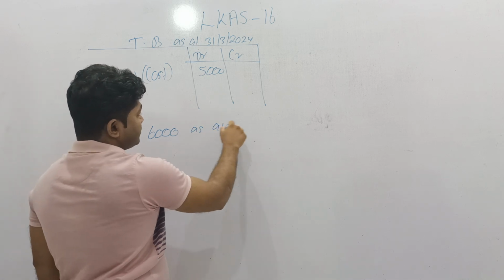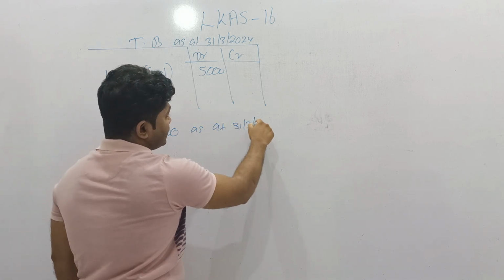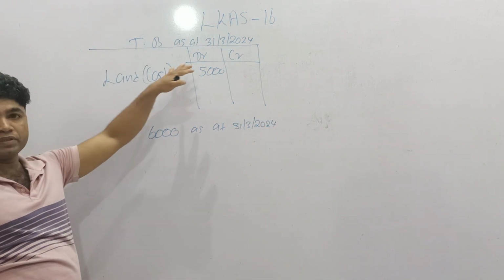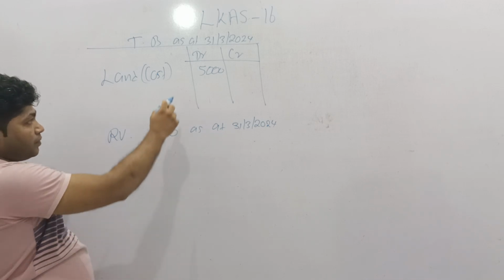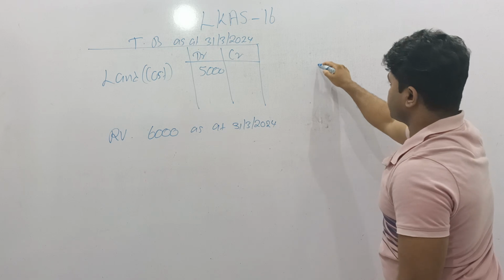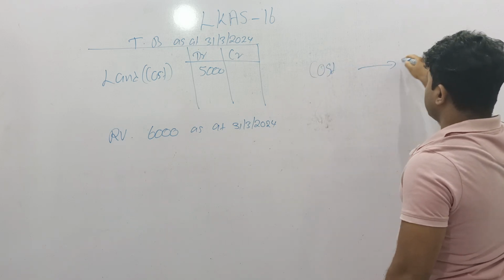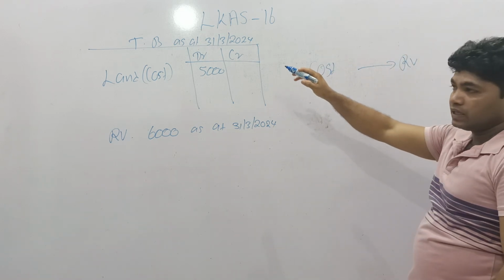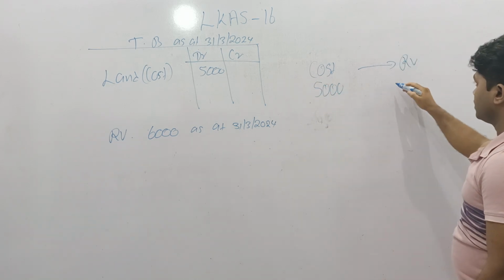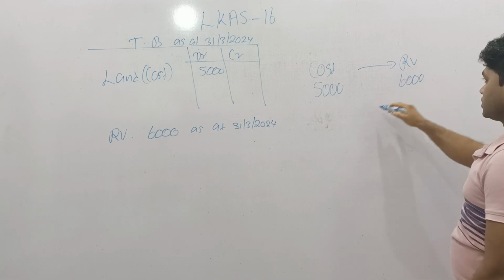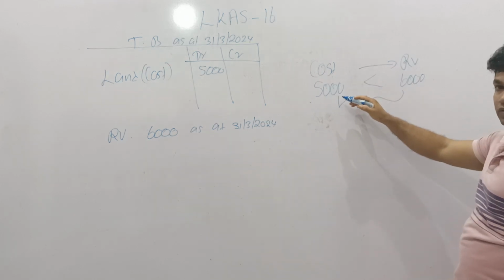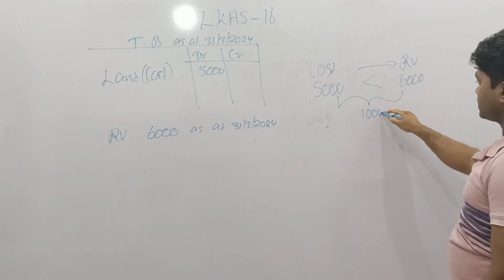Revaluation 6000 as at 31st March 2024. For first time revaluation, land is a non-depreciable asset. Therefore, when you calculate profit and loss, cost value should be compared with revaluation amounts. Land is non-depreciable. Cost value is 5000, but the revaluation amount equals 6000. The revaluation amount is higher than the cost value, therefore the difference should be considered a profit.